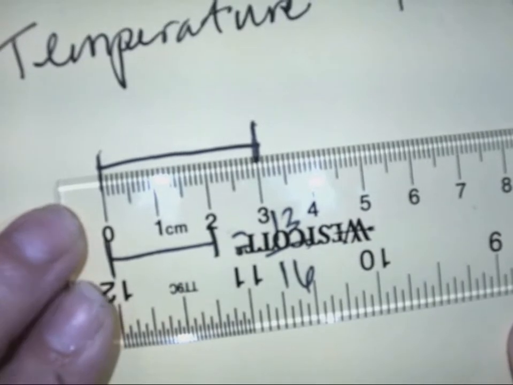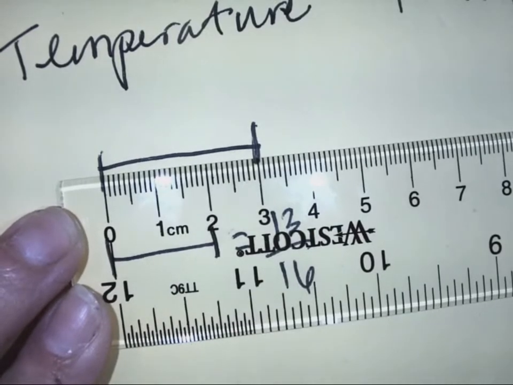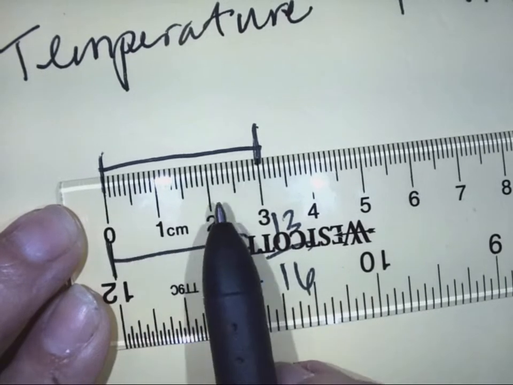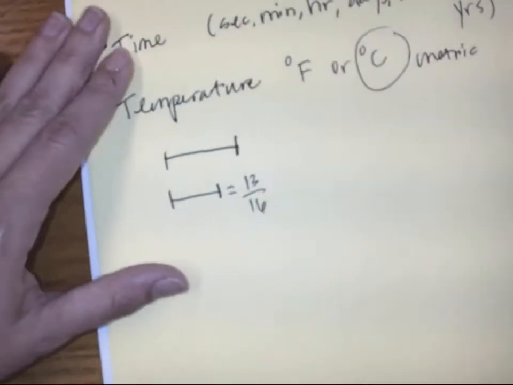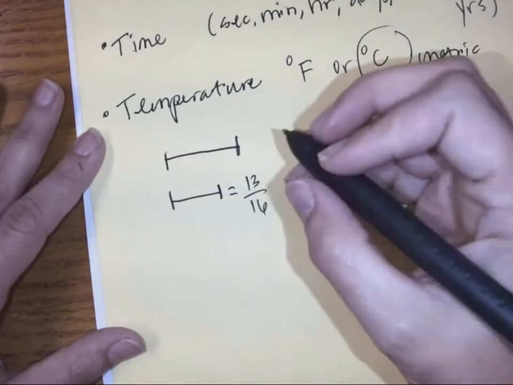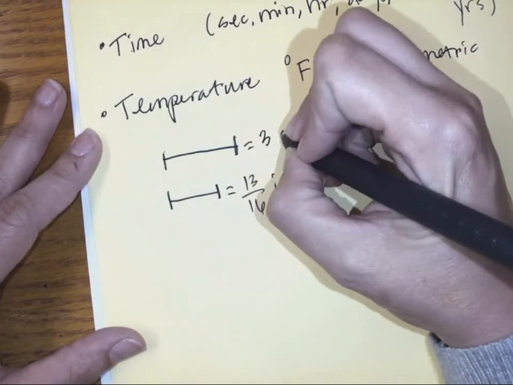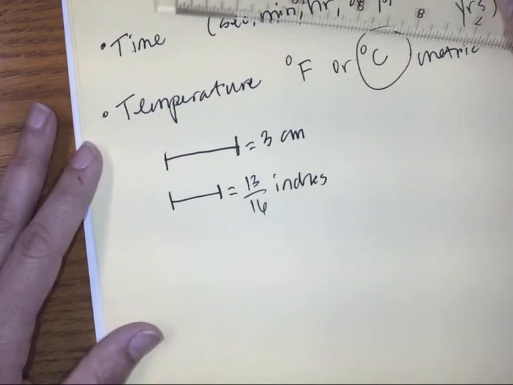You saw me draw that line. I didn't mean to make it like that, but it is exactly 3 centimeters. So you can see that I started at 0. There's 1, there's 2, exactly 3 centimeters. Okay, so this is exactly, I should put inches here also. And this is 3 centimeters.